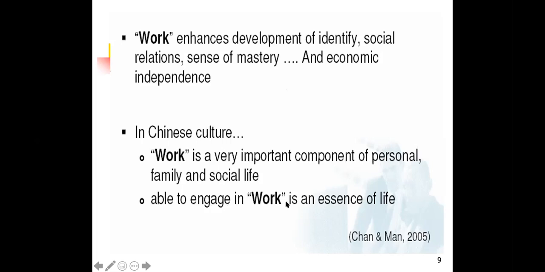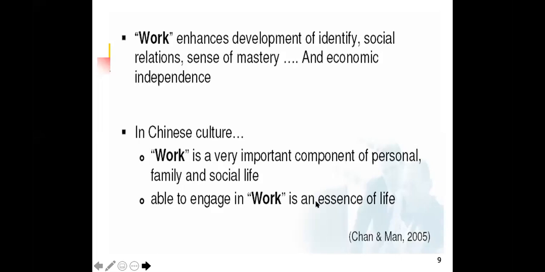Being able to engage in work is the essence of life. If you cannot work, for example an injured worker who cannot return to work, their life has no meaning. Work is the essence of life. Essence of life means that it is an important thing in life.